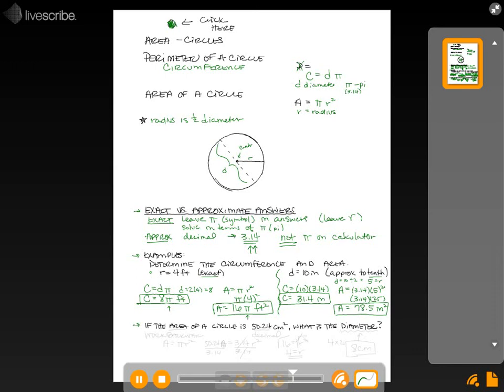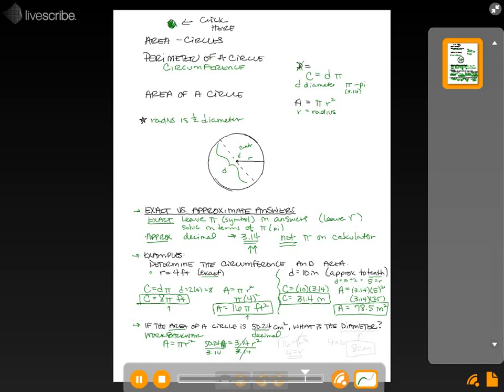Okay, our last example says if the area of a circle is 50.24 centimeters squared, what's the diameter? So for this example, we're going to work backward. Okay, they give us the area, so we're going to use our area formula, pi r squared. We want to figure out the radius. All right, now this is as a decimal. That means we're going to use 3.14 times r squared. And we know our area is 50.24. So I'm going to divide both sides by 3.14.